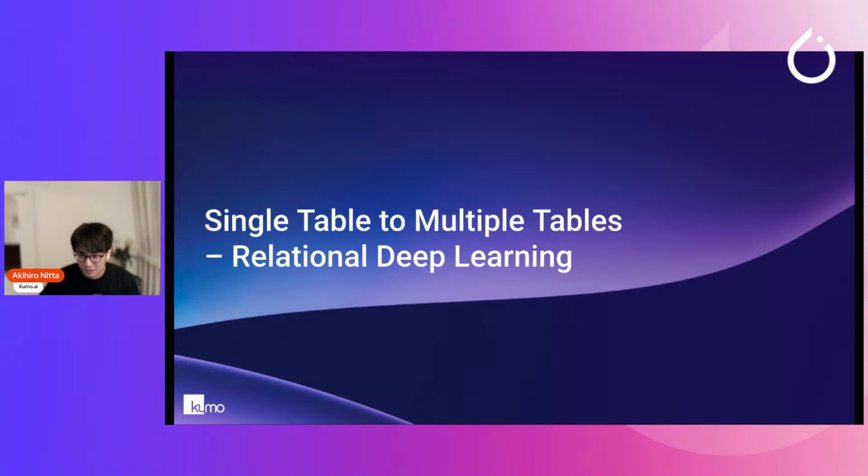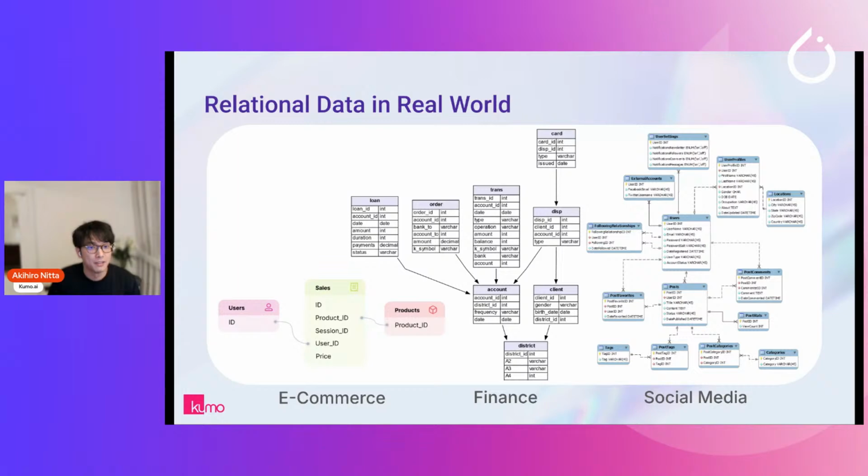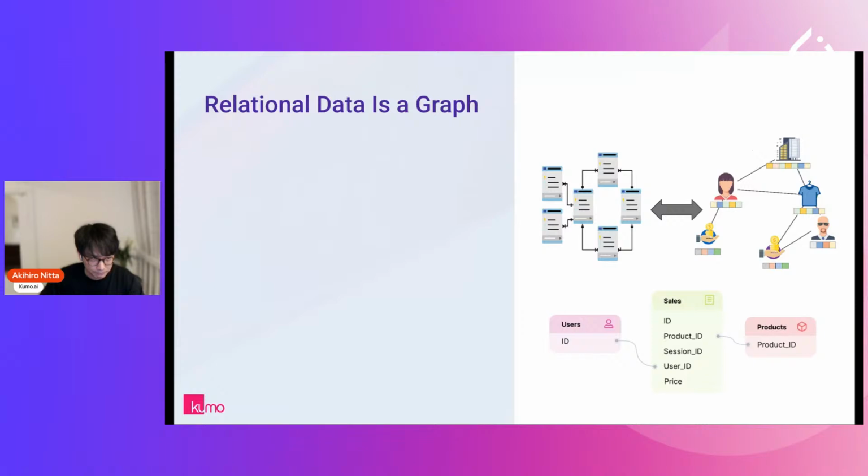So until this point, it was about a single table. But usually in the real world, you have many tables connected with each other. For example, in an e-commerce case, you will have a users table, a sales table, and a products table, and they're connected with each other with foreign key, primary key relationships. Real data may have many more tables in your relational data. And relational data is essentially a graph.